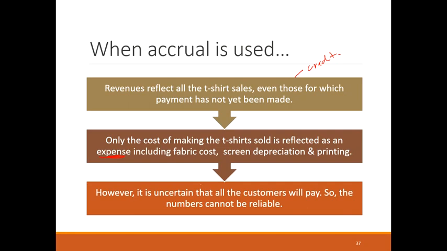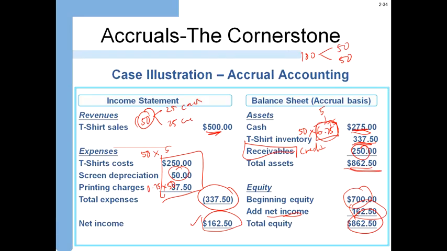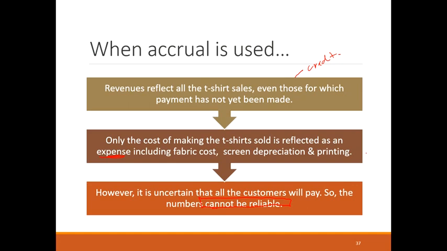However, it is uncertain that all the customer will pay, so the numbers cannot be reliable. Okay, accrual ni is not reliable. Sebab tak semestinya all this receivable $250 you will get. You tak sure pun. Okay, sebab tu number tu tak boleh di-rely. Sebab you tak confirm pun you akan dapat balik duit you tu.